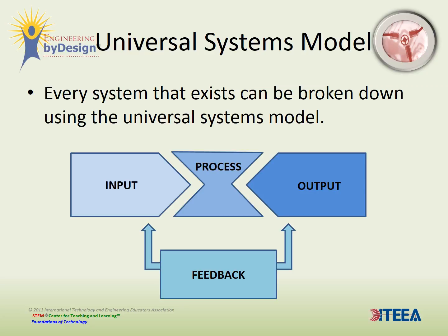A universal system model. Every system that exists can be broken down using the universal system model. And remember, we have input, what the process is going to go through, your output, and your feedback.